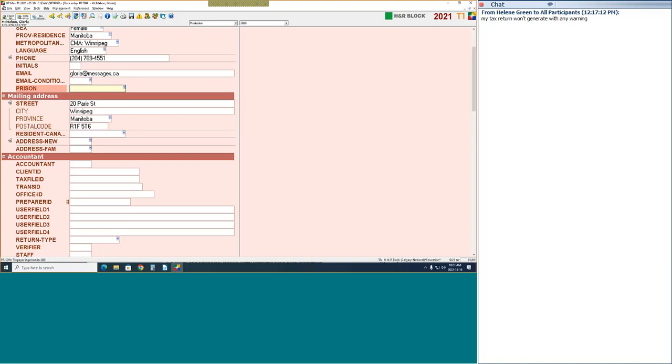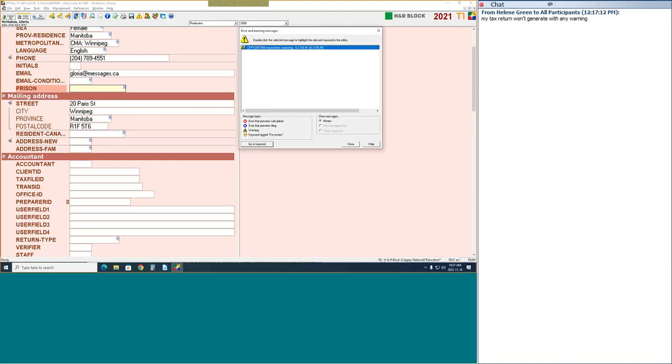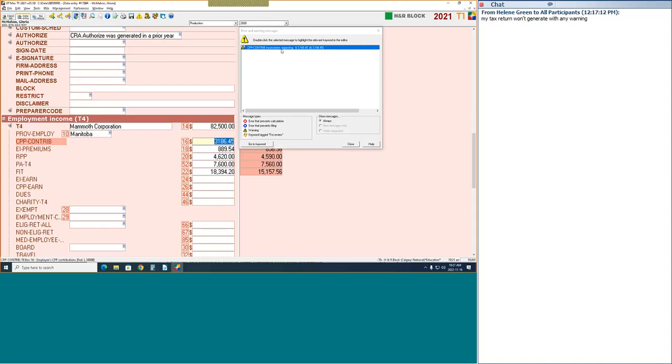Okay. So now that I have fixed the street and the postal code and I have a complete address, you're going to notice those warnings have gone away. The second warning you will get is one saying, I'm not sure about that number. It doesn't make sense to me. Please double check it. So now I have a warning that says the CPP contribution is inconsistent. They're expecting me to have entered $3,166.54. I entered $3,186.45. If I double click on that one again, it's going to take me right to the line it's asking me about.